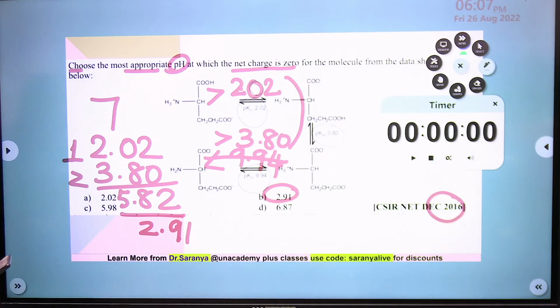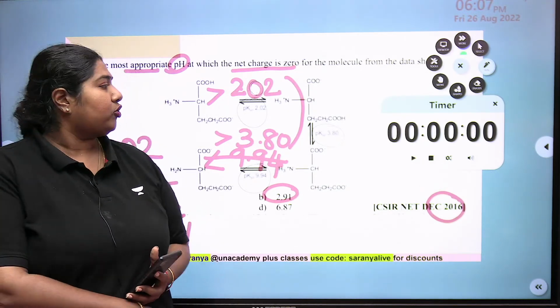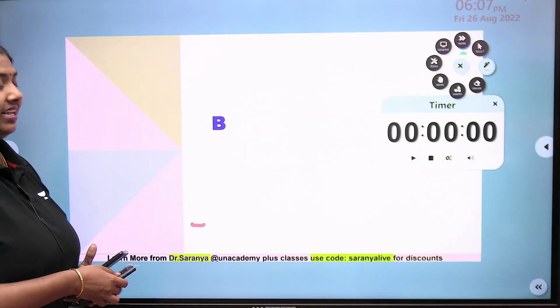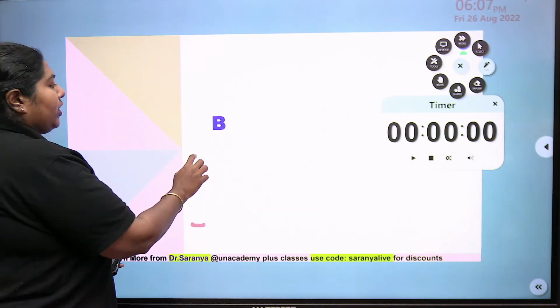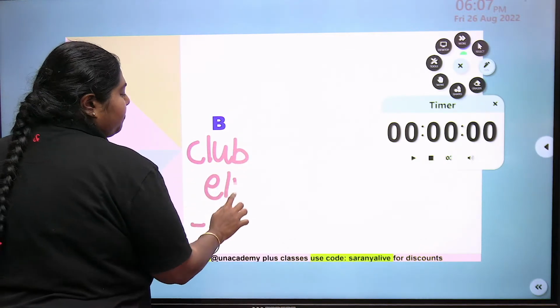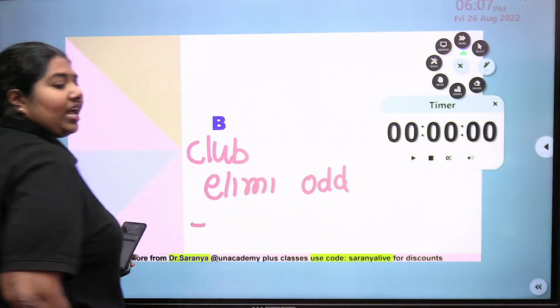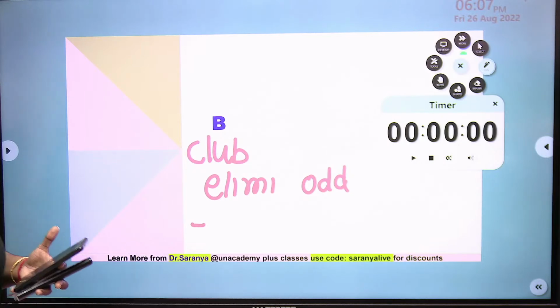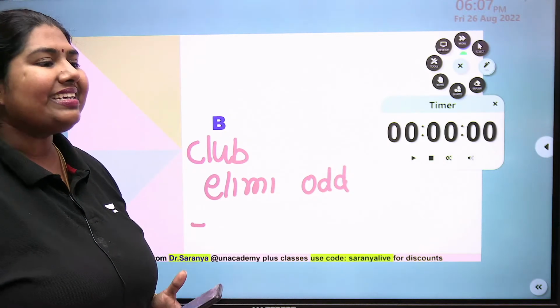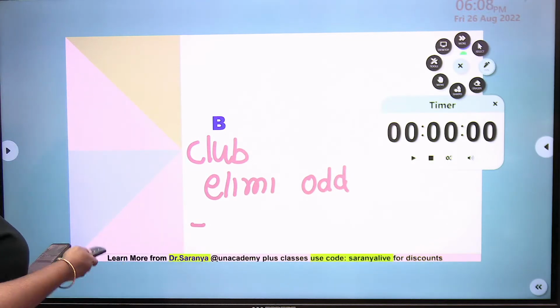Got it, guys? Is it simple to you now? So, the basic rule is that you are going to categorize the data. You know that only if 2 are there, it is easy for you to calculate. If it is going to be greater than 2, you are going to club the values and eliminate the odd one. Shall we take one more question and test it? I told you these are repeated questions.